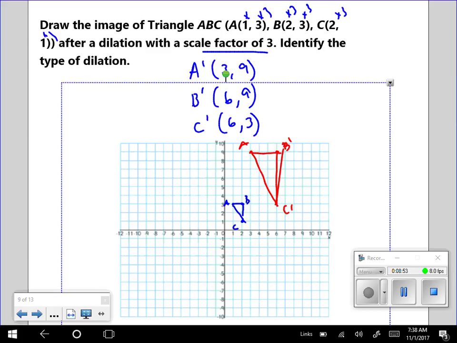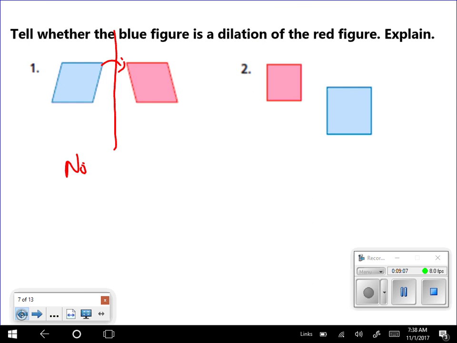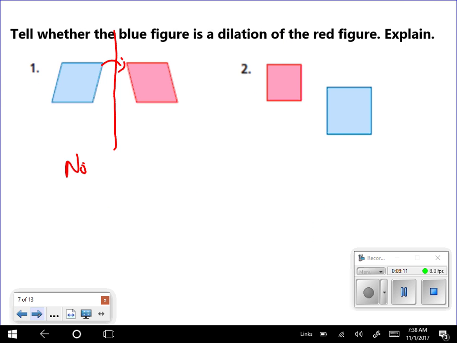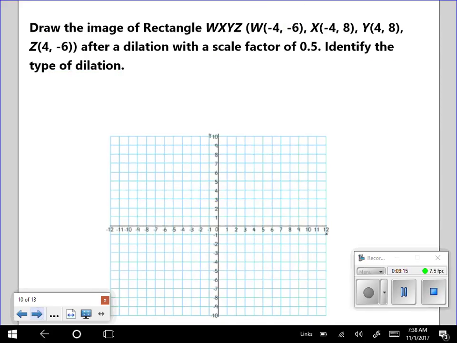So this is an enlargement when it says identify the type of dilation, because it got bigger. Remember, we can have either an enlargement or a reduction. Alright, so for the first time we're going to try a reduction because we have a scale factor of 0.5. So we're going to start by drawing the image.